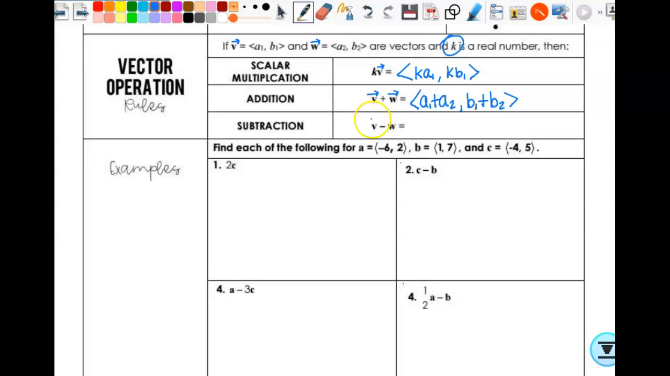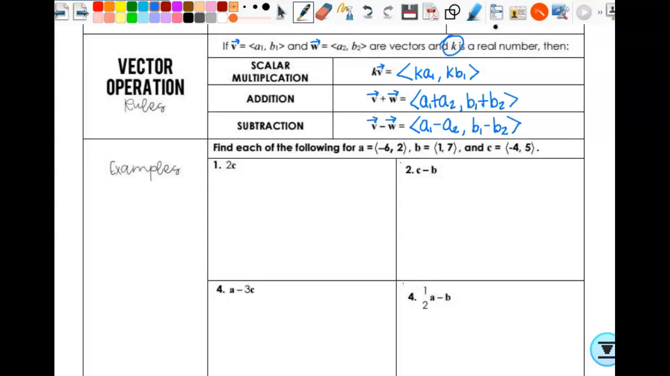Then if I'm going to subtract them, it's just what you would think, and that's going to be a1 minus a2, comma, b1 minus b2. So the adding, subtracting, multiplying by a scalar, all that stuff is super easy and just like what you would do with ordered pairs.